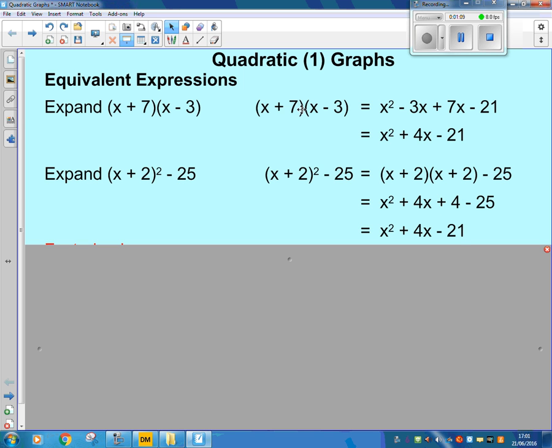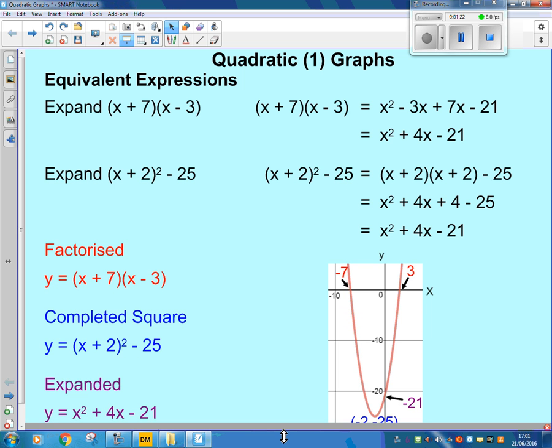So that means that all three of these expressions are the same as each other: x plus 7 times x minus 3, x plus 2 all squared minus 25, and x squared plus 4x minus 21. However, they each show us different things about the graph. The factorized form, y equals x plus 7 times x minus 3, is really good for showing us the x-intercepts.